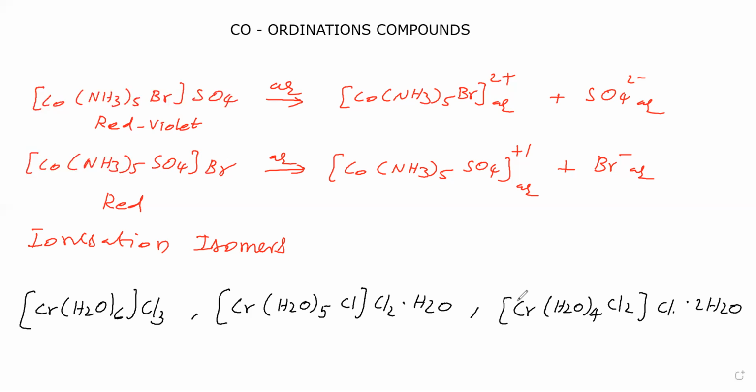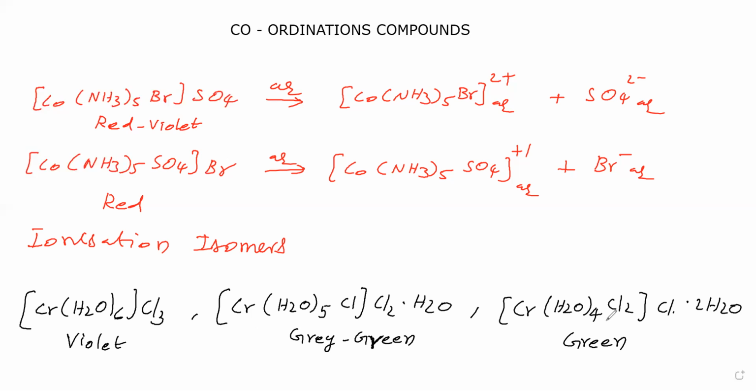We will see the color of these complexes. First complex is violet. Second complex is gray green. Third complex is green. So we have taken complexes like this.